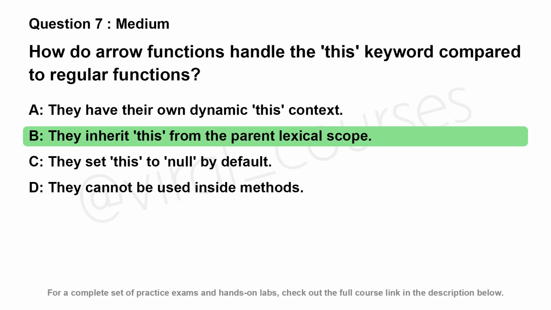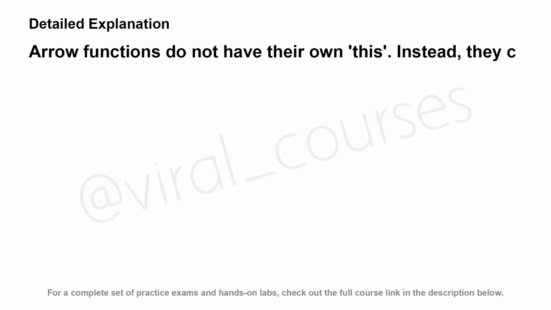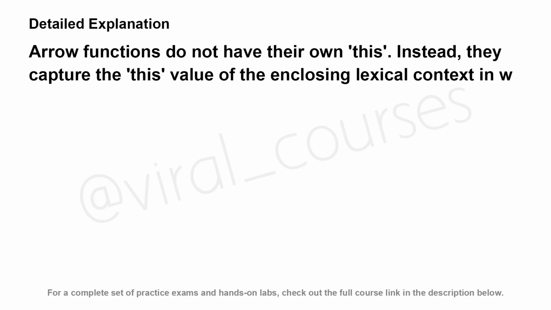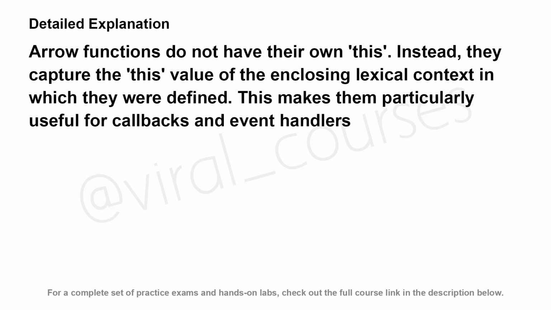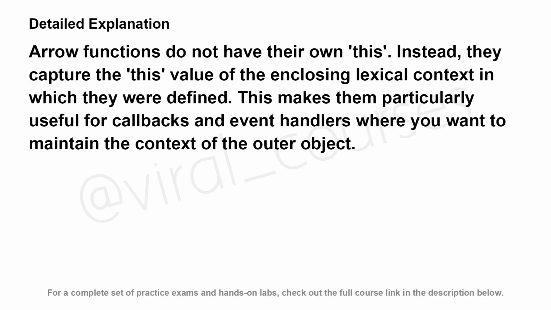The correct answer is B. Arrow functions do not have their own this. Instead, they capture the this value of the enclosing lexical context in which they were defined. This makes them particularly useful for callbacks and event handlers where you want to maintain the context of the outer object.